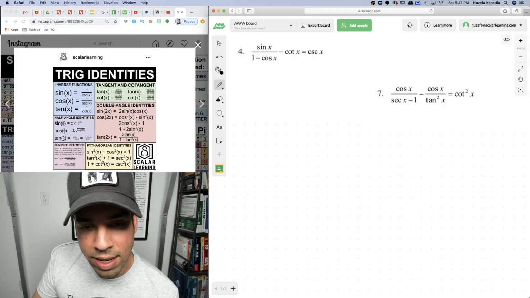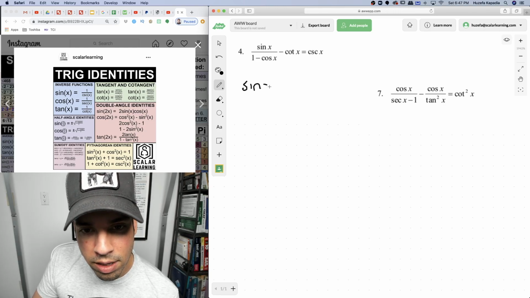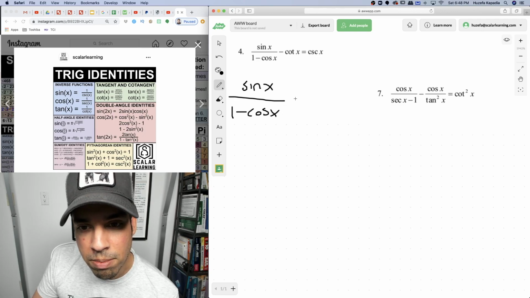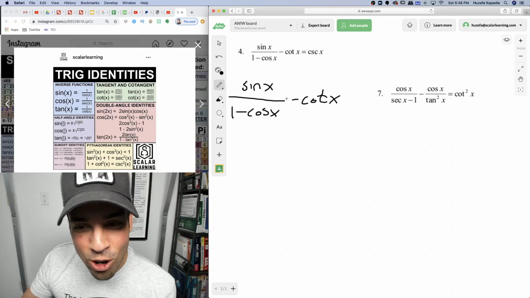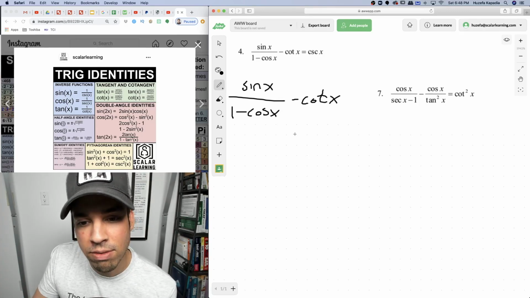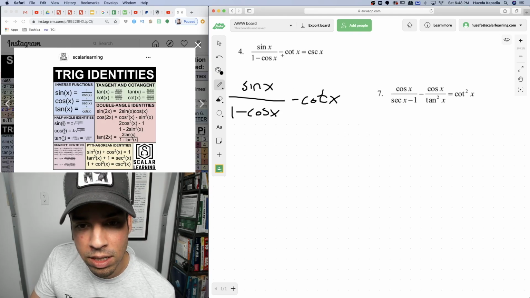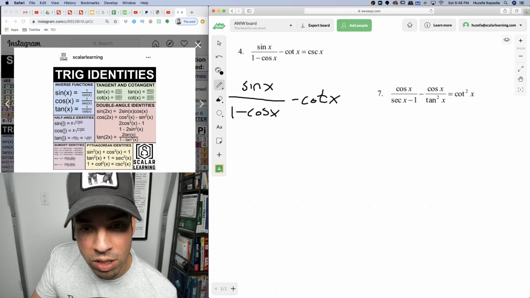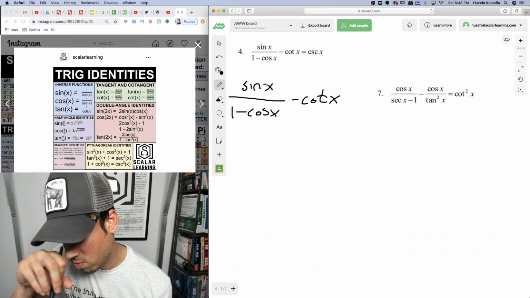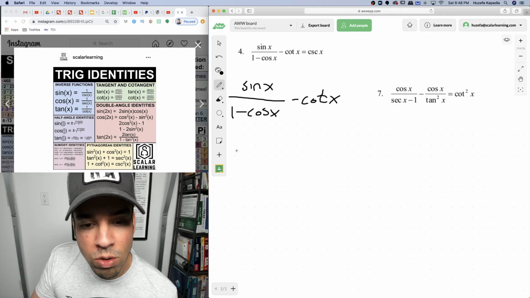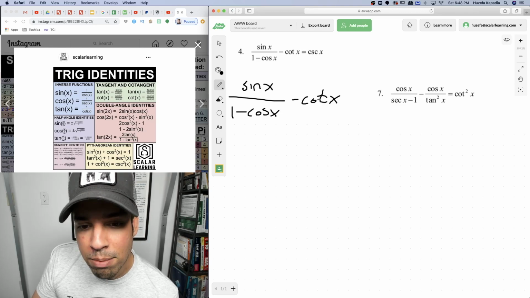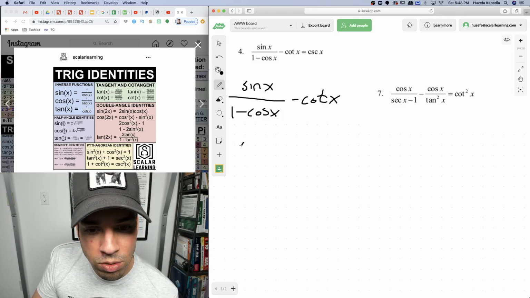Okay, number 4, again I'm going to go with the left side here. We've got sine of x over 1 minus cosine of x minus cotangent of x, and we want to get it all to equal this simple cosecant of x. The first thing I'm thinking is I've got 2 parts here and only 1 part here. I need to consolidate these somehow. Let's get some nice common denominators. So I'm going to multiply this by 1 minus cosine x over 1 minus cosine x, right?